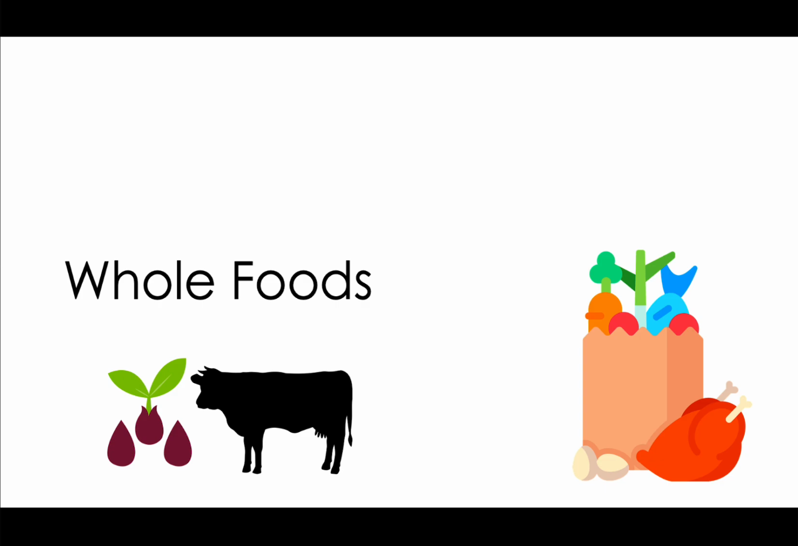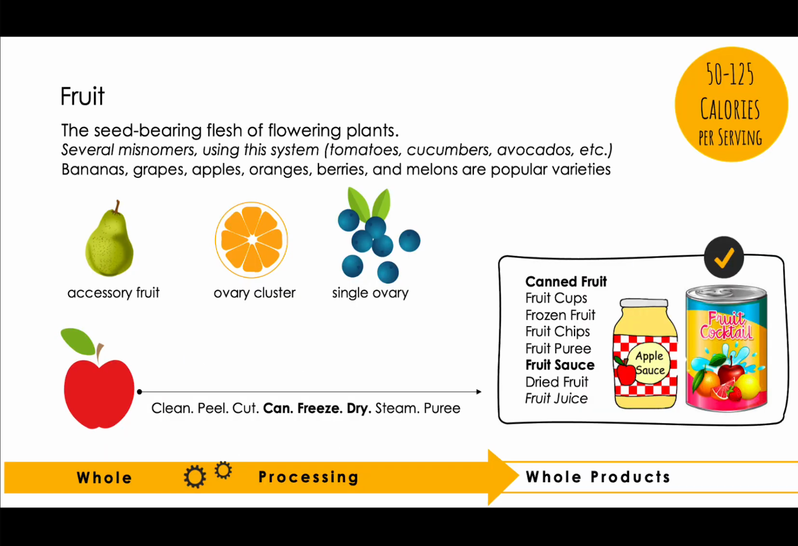Sometimes we just eat them whole, like a banana or a chicken breast. And sometimes we have them very processed, like apple juice or beef jerky, right? So we eat them on a spectrum of processing. So whole fruits, where there are many different varieties, and I won't go into the botanical classifications of them, but again, we clean, peel, cut, can, freeze, dry, and do a whole variety of things to them to create fruit products. And those fruit products also count in our daily food servings.